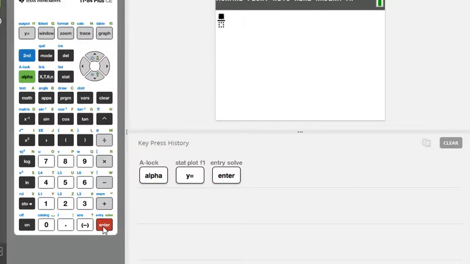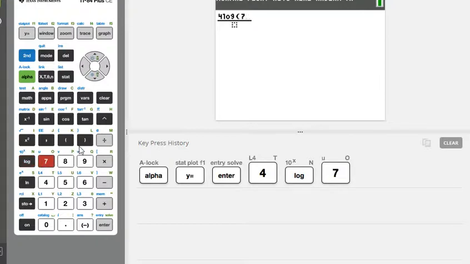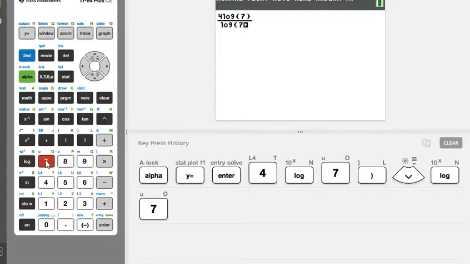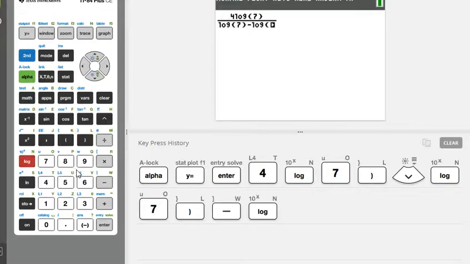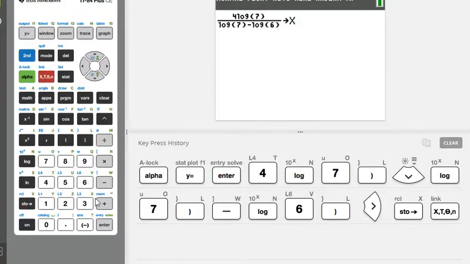Now, because of the way it's drawing your fraction, you don't necessarily need to use parentheses so much in the denominator. So it's going to be 4 log of 7. And then use the down arrow in the denominator. It's going to be log of 7. Right parenthesis closes off the log minus log of 6. You could get away without a parenthesis there, but let's not. I'm going to hit the store key and store that in X. So 50.493, etc.